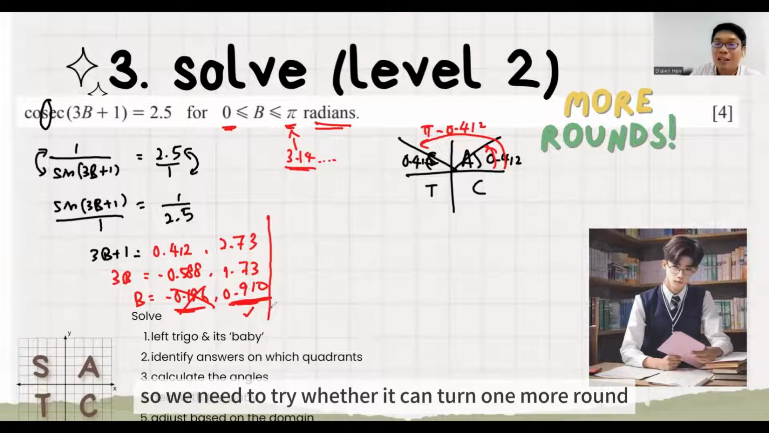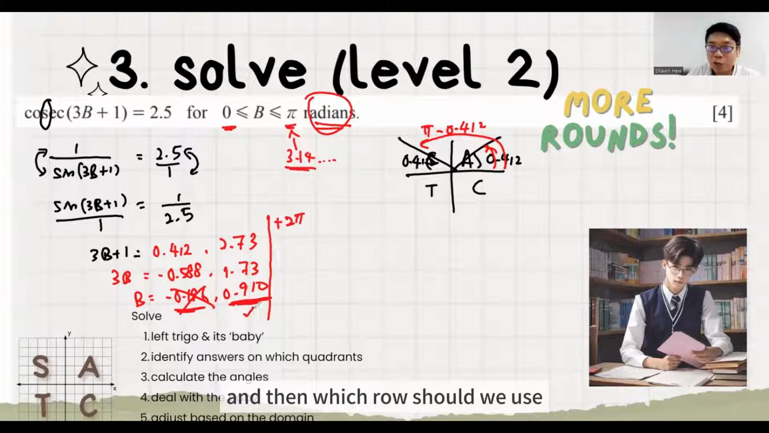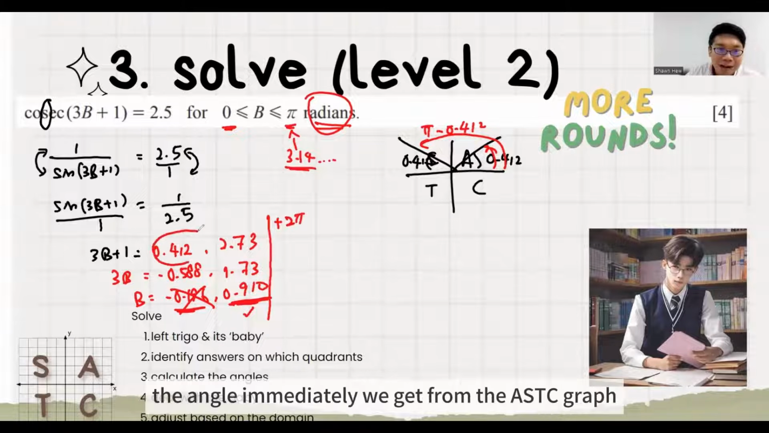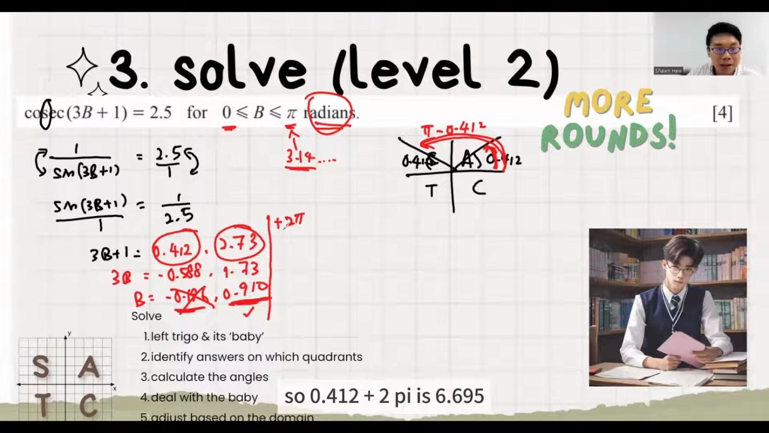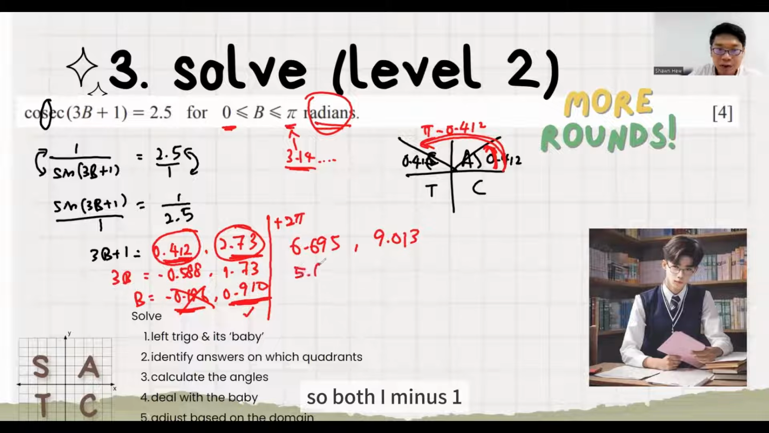So we need to try whether it can turn one more round. Here is the radian. So instead of plus 360, we must plus 2 pi. And then which row should we use? We need to use the angle immediately we get from the ASTC graph. So 0.412 plus 2 pi is 6.695. This thing plus 2 pi will become 9.013. So both things I minus 1. And then both things I divide by 3.